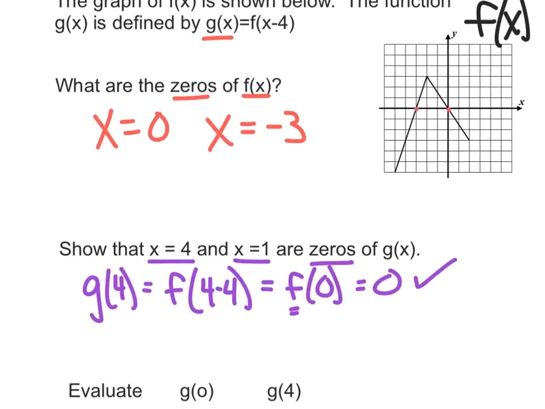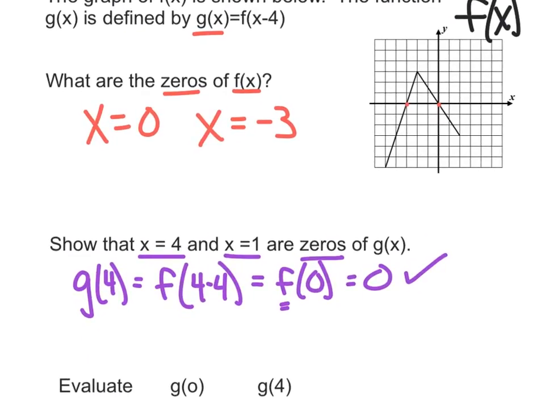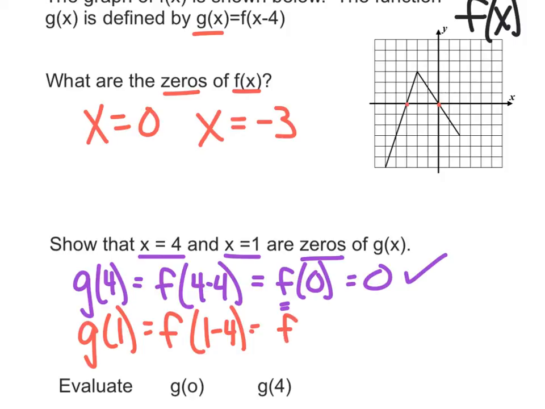We'll do the same thing for g of 1. G of 1 is equal to f of 1 minus 4, which of course is f of -3. So now I need to find f of -3. F of -3, you can see right there, is a 0. So check, we've shown that those are zeros of g.